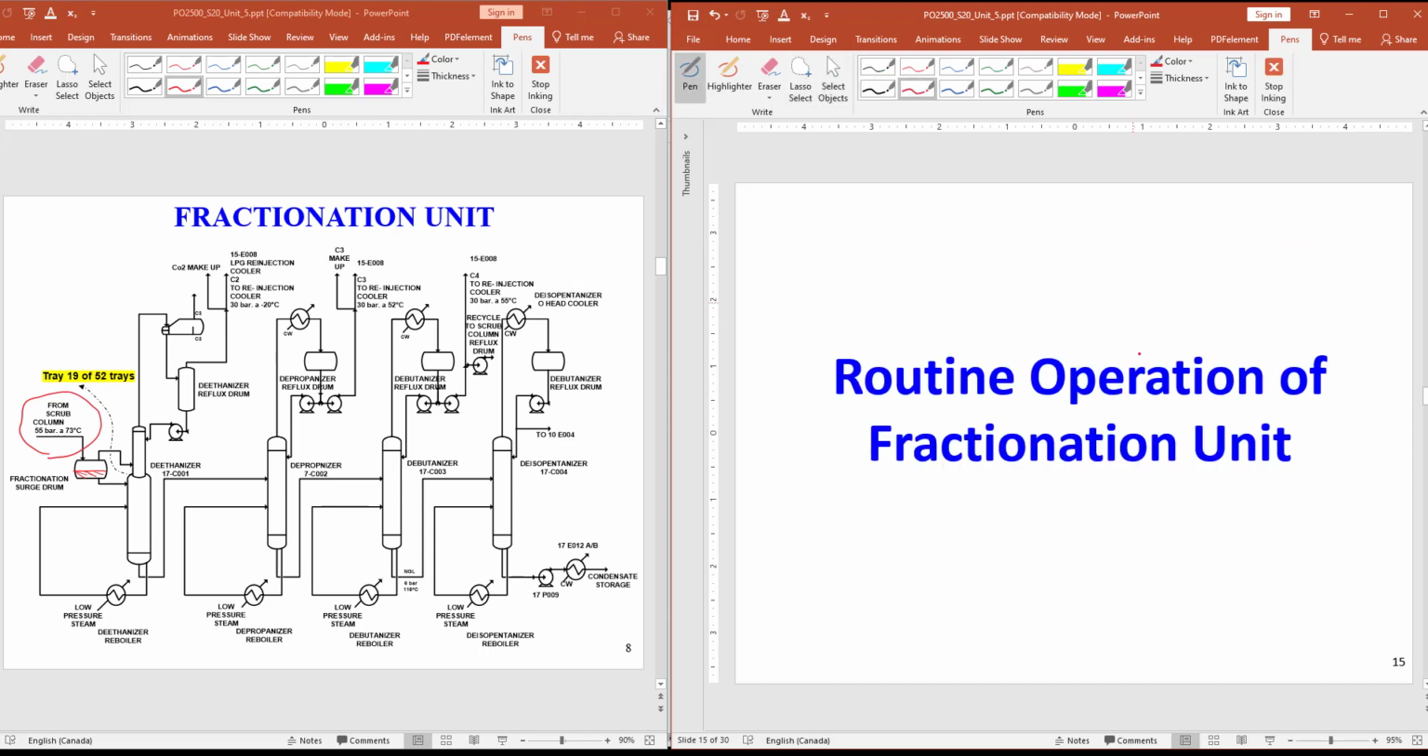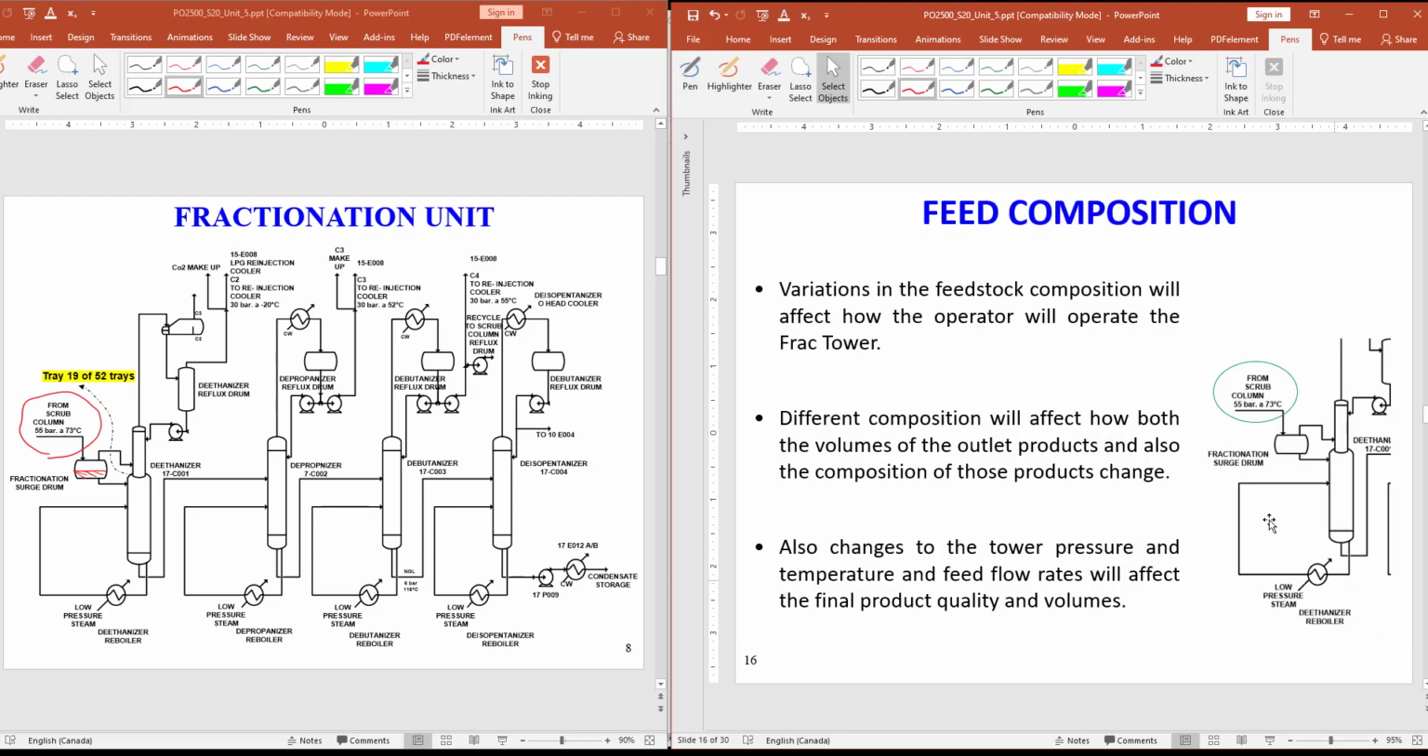Okay, now we're gonna talk about some routine operation of each of these units, and then some issues that we might face. Okay, variation. The feedstock, the feed that is coming to the De-ethanizer column here, can sometimes change.